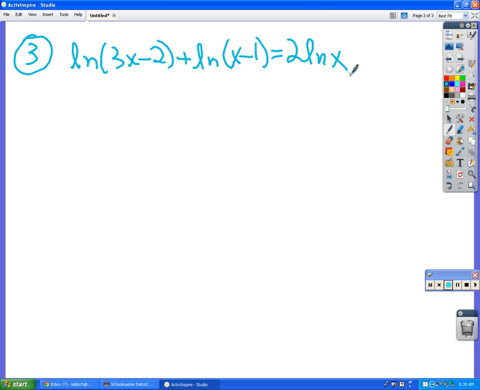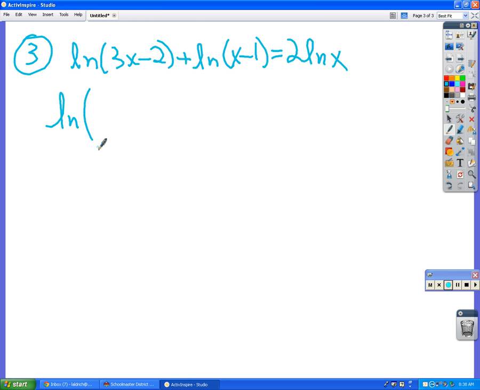All right, so before we can start messing around with this, well, first of all, what are you going to do with the natural log thingy? We're going to get rid of it by using what? E, okay? But I can't do that yet because I have this plus this. So I need to combine them into one single thing. So how do I take the natural log of 3x minus 2 plus the natural log of x minus 1 and combine it into a single thing?